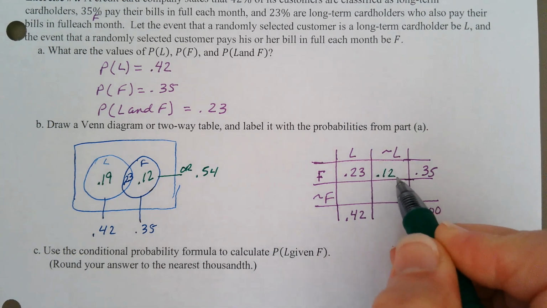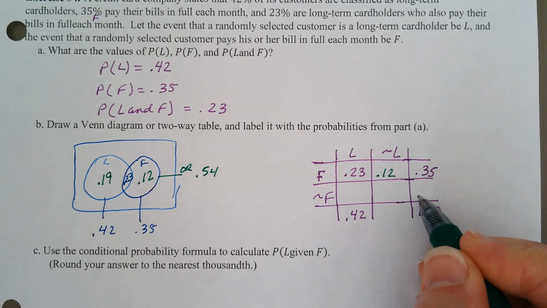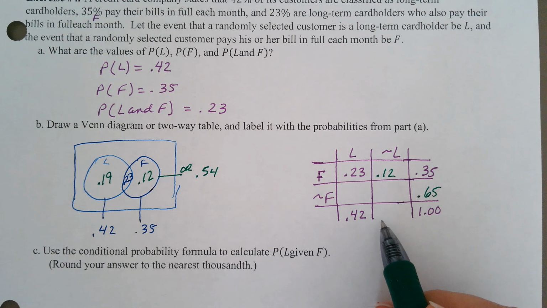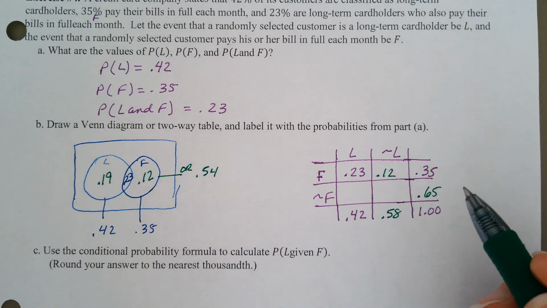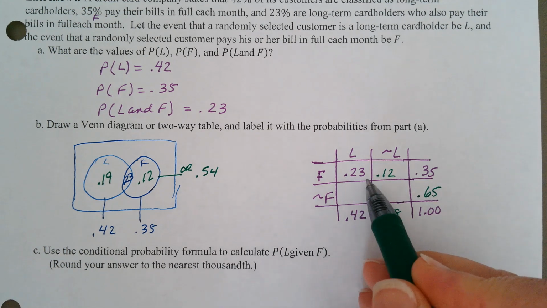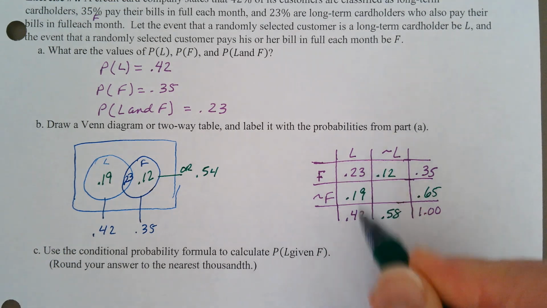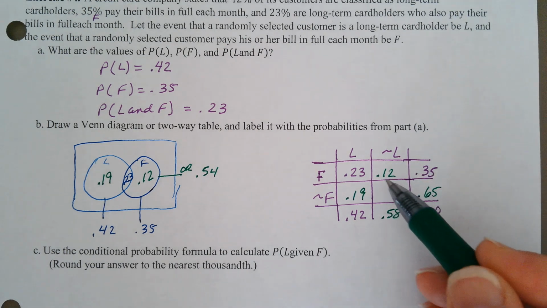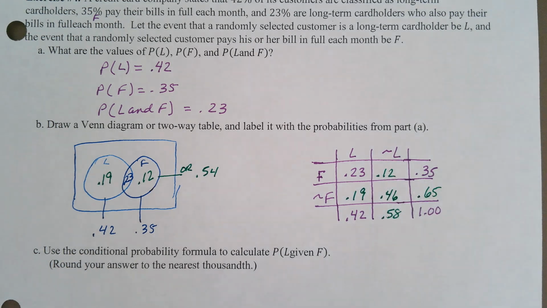0.23 plus 0.12 would give us the 0.35. 0.35 plus another 0.65 would bring us to 1. 0.42 plus 0.58 would bring us to 1. And 0.23 plus 0.19 brings us to 0.42. And 0.12 plus 0.46 brings us to 0.58.